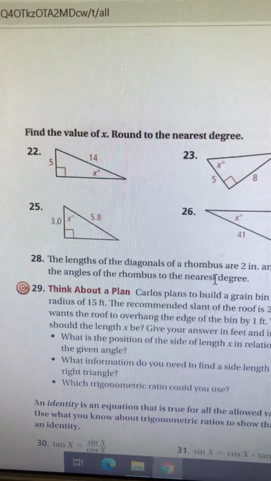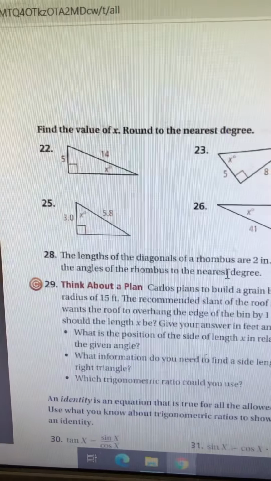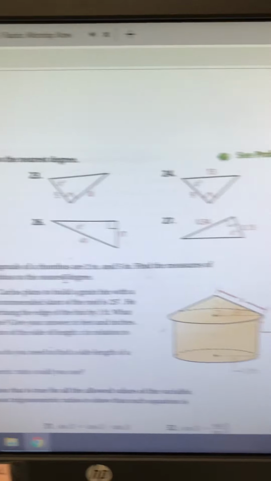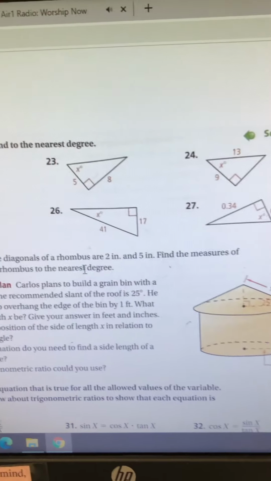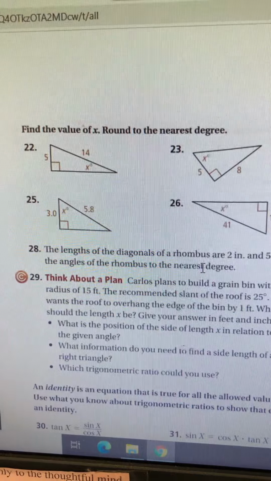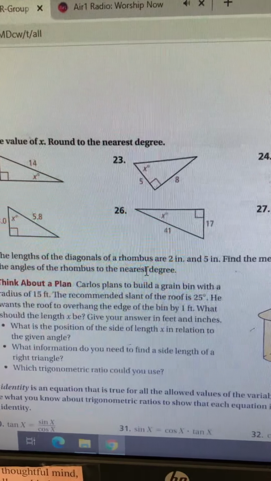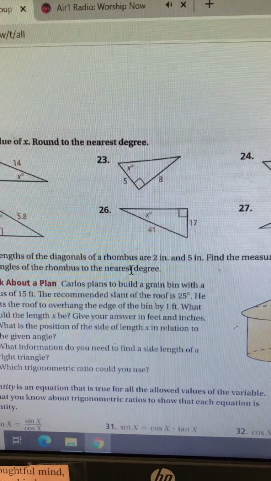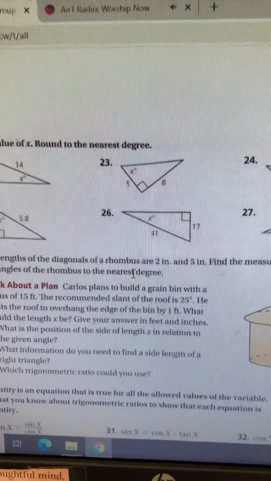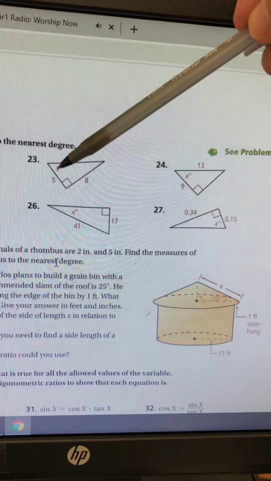I'm looking at what is due on the 9th of March. It's 22 through 29 on this page here that's on my screen. Printer's not working today, so I'm just going to show you off the screen what to do. I'm going to talk about the odds to begin with, and then I'm going to give you help with the evens too.